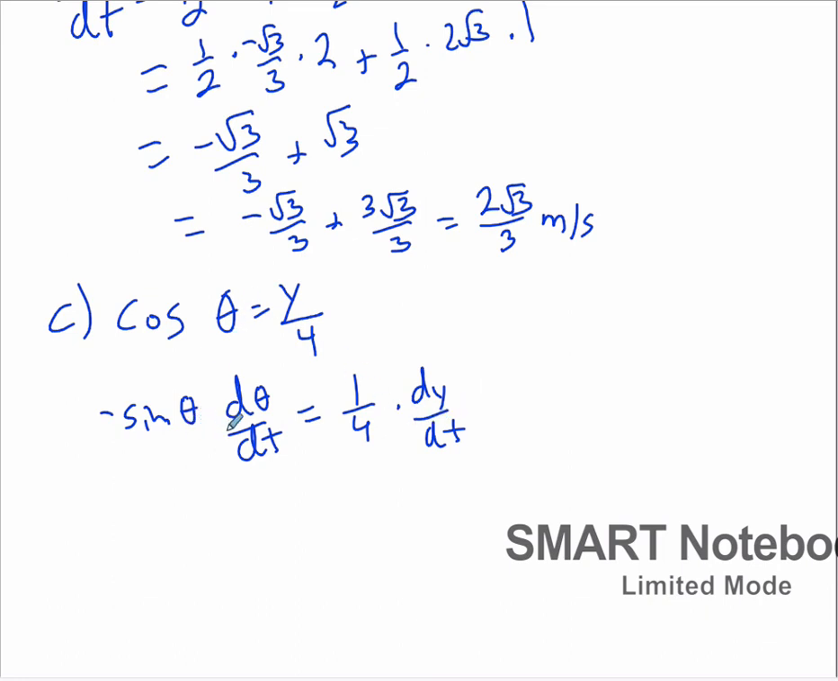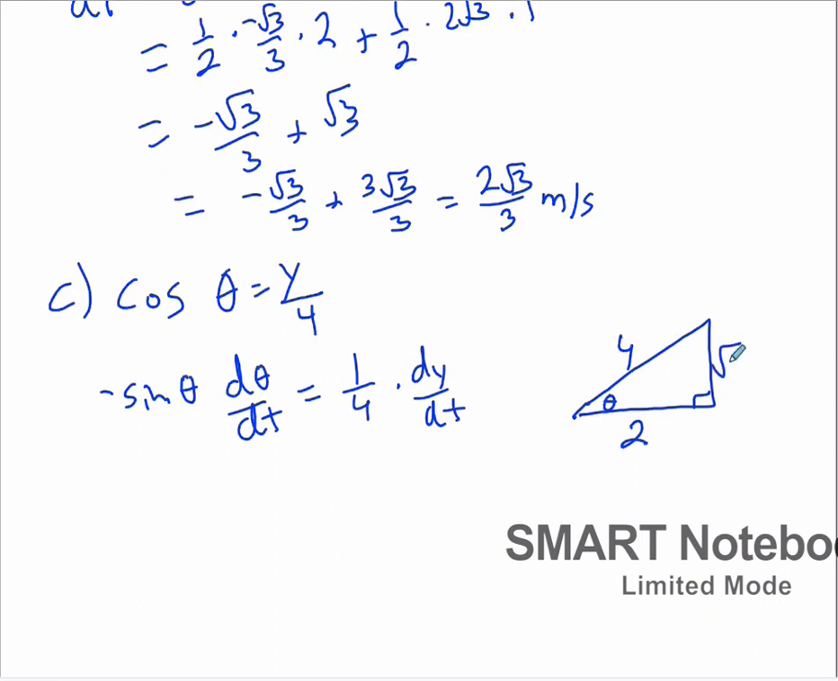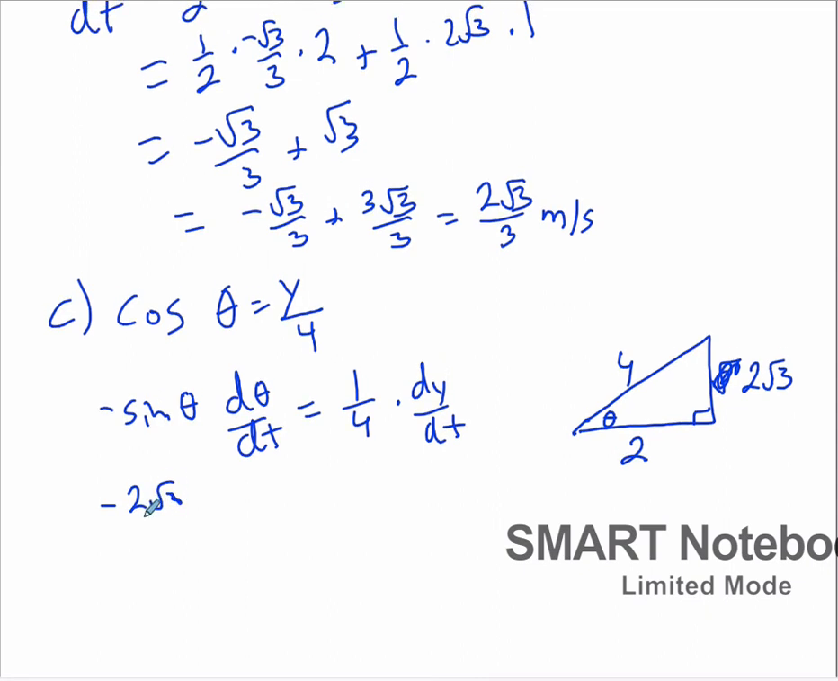Now we need to find the angle. I guess we can figure that out because we have this is 4 and this is 2. So what's that angle there? This is 2 root 3. This is a special triangle. So the sine of theta is going to be 2 root 3 over 4.